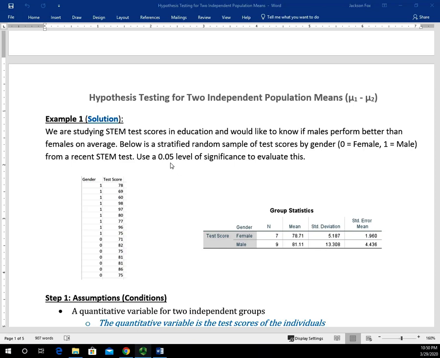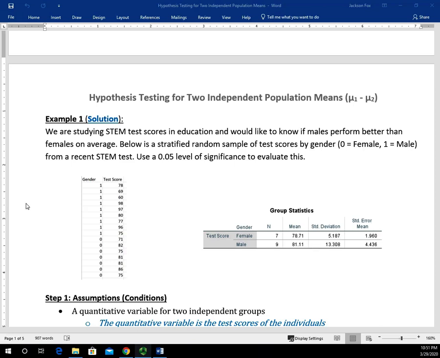And we're going to use an alpha equal 0.05 level of significance to evaluate this. So over here on the right, I have the group statistics already summarized. So I have the females, there was a sample size of 7, a mean of 78.71, a standard deviation of 5.187. And then for the males, we have a sample size of 9, we have a mean of 81.11, and a standard deviation of 13.308. And we're going to ignore the standard error on the mean right now. We're not going to use that for anything with what we're doing in the next few steps, okay?